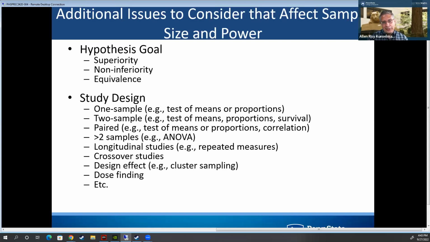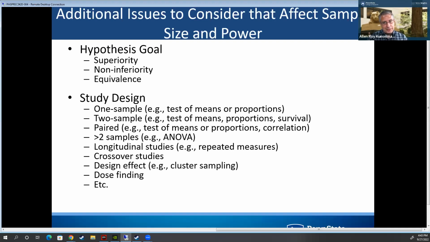And a non-inferiority trial is you're trying to show that if your intervention or treatment A is better than treatment B, that's great. But if it's a little bit worse, that's okay, as long as it's not too much worse. That's non-inferiority. There's special sample size and power calculations for non-inferiority and equivalence trials.